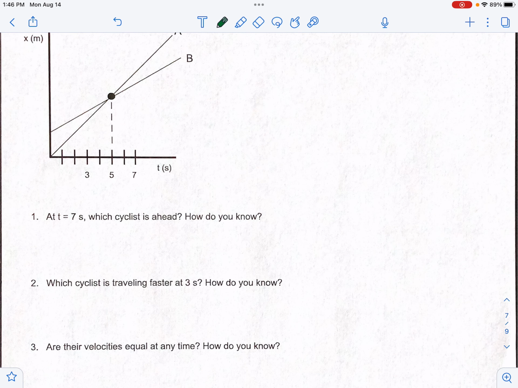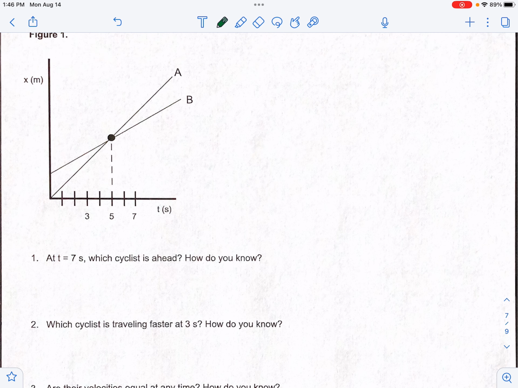1, at 7 seconds, which cyclist is ahead? And how do you know? Well, the way we know that is you would look at position. Which one's further in position? And your position is your y. So I have to look who's further in the position at 7 seconds. So at 7 seconds, B is right here, and A is right here. So I'm going to see who is further in position. That is going to be cyclist A. So you could put A has further position. You can talk about greater displacement. Either one's kind of fine, as long as we can get what you mean, you should be pretty good there.